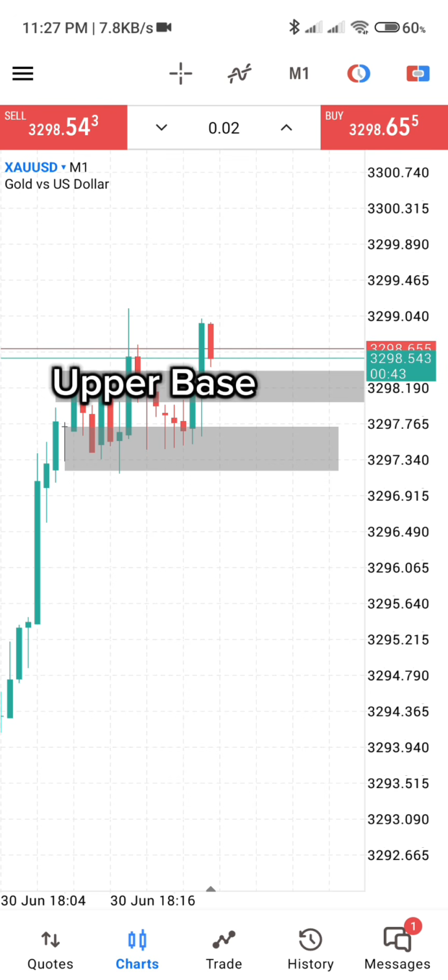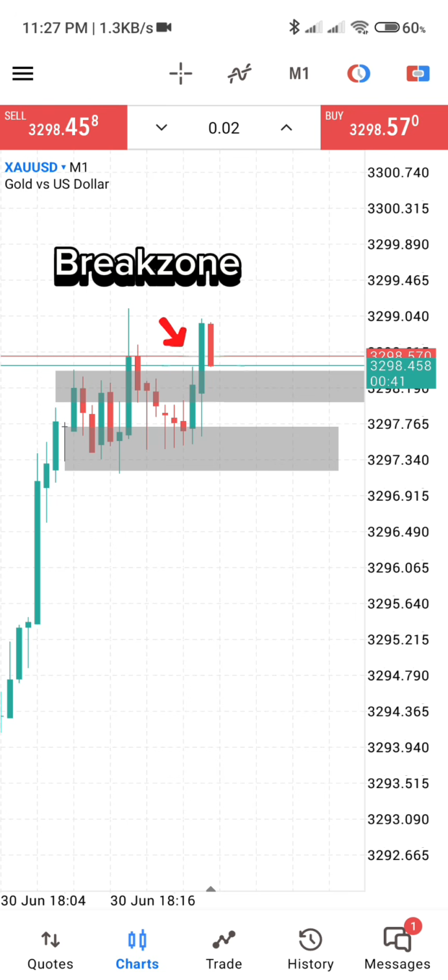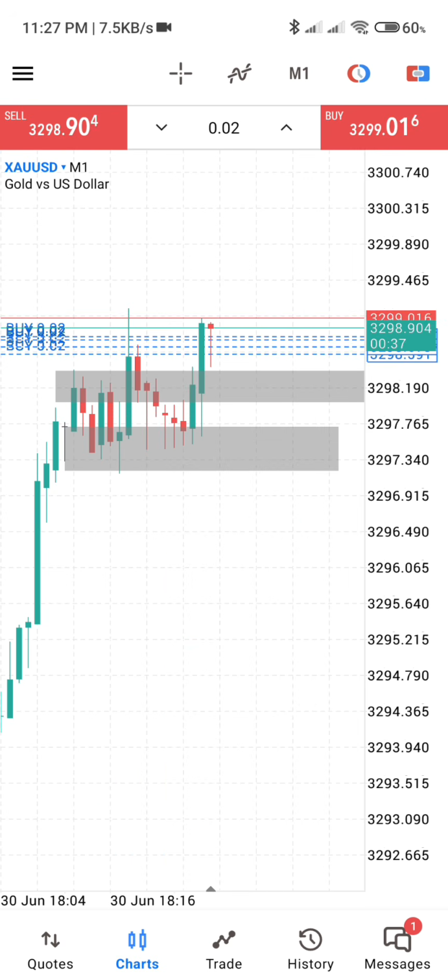Then it made upper base. We can say that upper base can be made with resistance zone or resistance area. Then price broke our upper base. So it broke the resistance zone. So we can say that price can fly anytime.